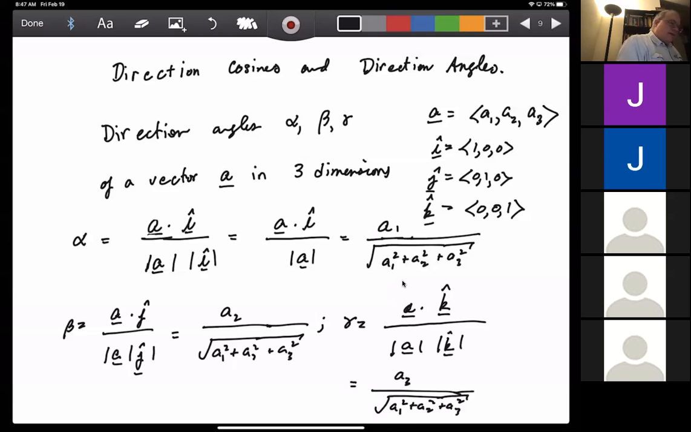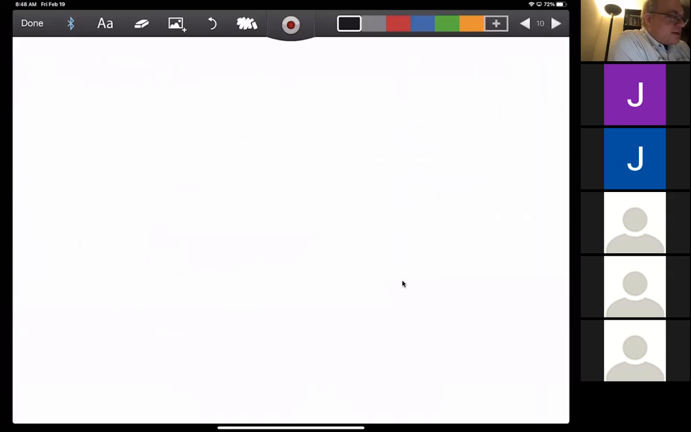Okay, so you can get your hands on the direction angles just by looking at a unit vector that points in the same direction as your given vector. Right, so if you divide the vector by its length, you get a unit vector, and the components of that unit vector are just the cosines of your direction angles.